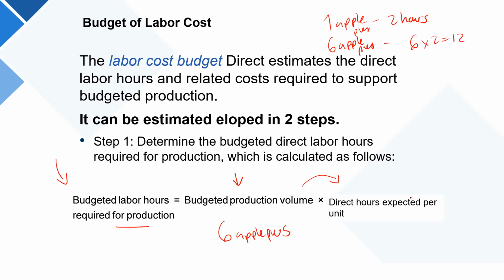And the direct hours expected per unit is 2 hours. So my budgeted labor hours required for production, it's 6 hours. Question, do we have this one, the direct hours expected per unit, I'm sorry? I think so, no? In paragraph number 9. Yes, you do. You do have it, yes.